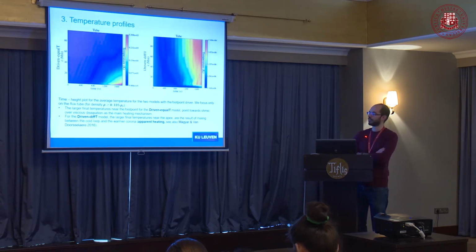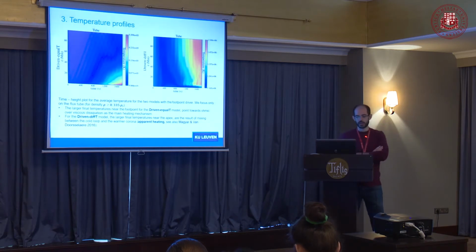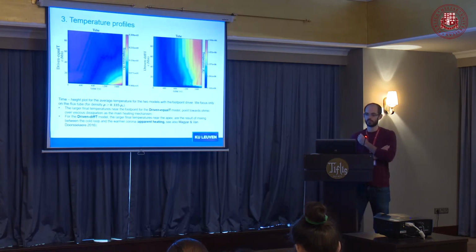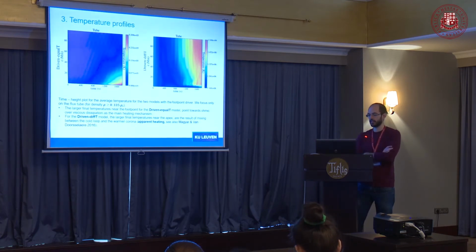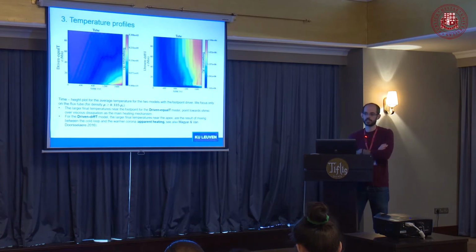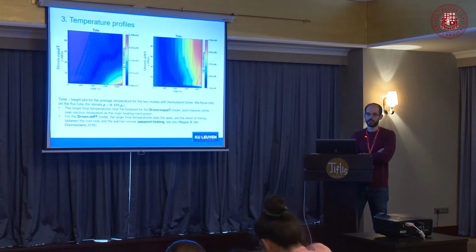Now, on the right, actually we don't really have anything new. We knew that already since 2016 from the work of Magyar and Van Doorsselaere. Again, we have a higher temperature increase at the apex, because the apex is turbulent. We have extensive mixing, we have hotter coronal plasma getting inside our loop, so the temperatures are bound to increase.